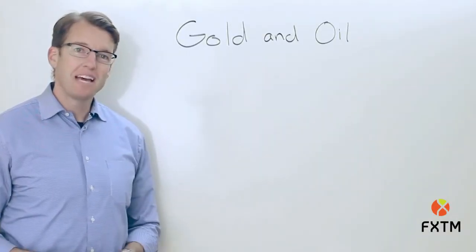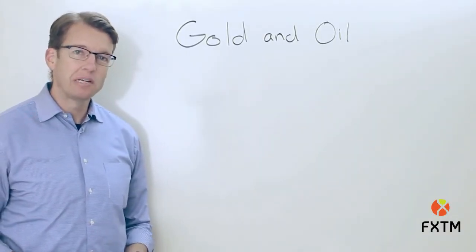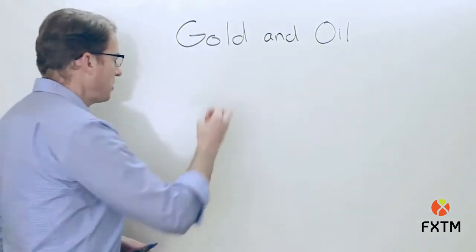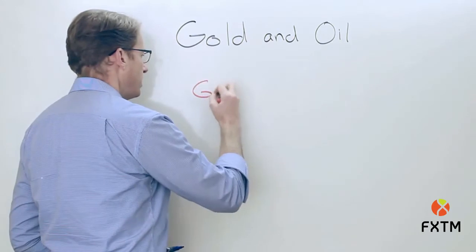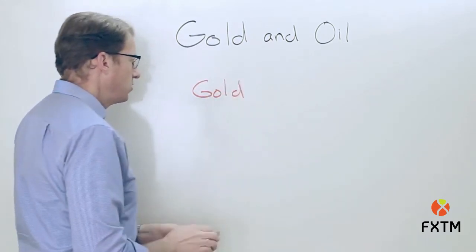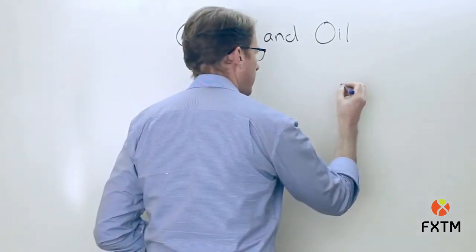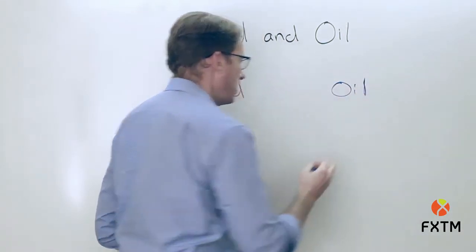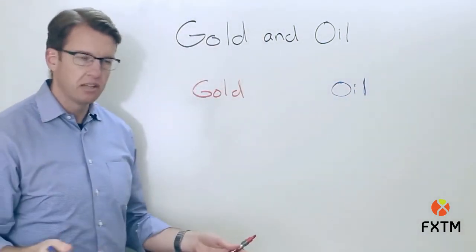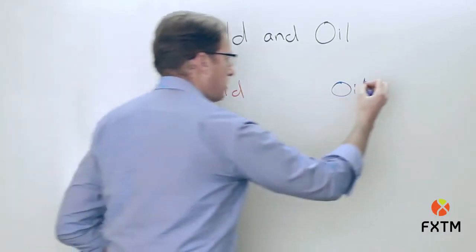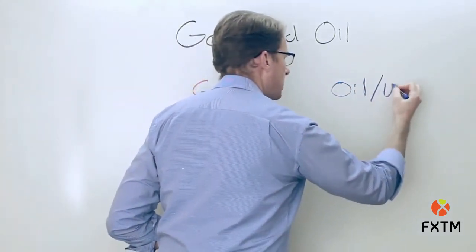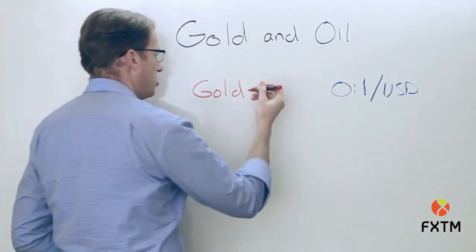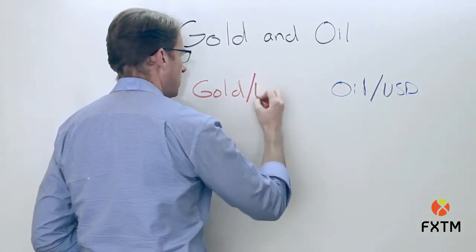In this episode of the FXTM educational series, we're going to be taking a closer look at trading gold and oil. Now what I'm going to do is write down gold over here, and then we'll write oil over here. Something that I find very helpful in understanding how these two relate to the dollar is to actually compare them to the dollar as if they were a currency pair, as if we were looking at the euro-dollar currency pair or something like that.